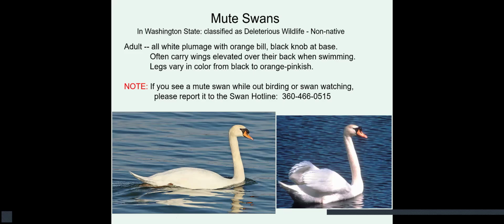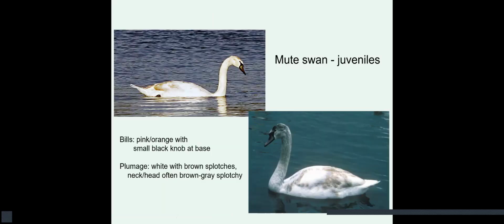If you see a mute swan while out birding or swan watching, please report it to the Swan hotline at 360-466-0515. Mute swan juveniles have a distinctive bill shape with a kind of a pseudo knob here at the base.